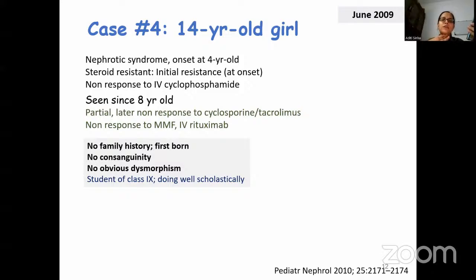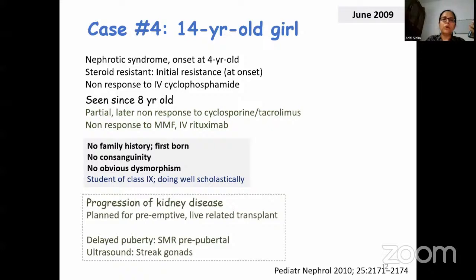But then subsequently, she had non-response. We tried other medications which did not make an impact, and slowly she progressed to advanced kidney disease, and she was planned for a preemptive transplantation when she returned for review again. At that time, we were concerned about her delayed puberty, as was the child herself, that she is 14 and has no secondary sexual characteristics at all. The ultrasound showed streak gonads.